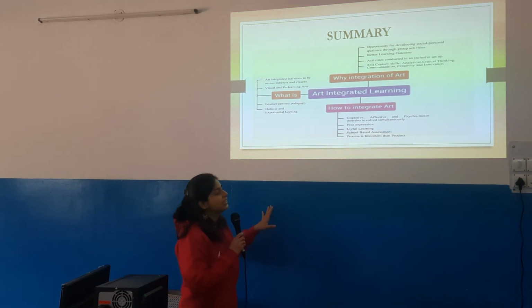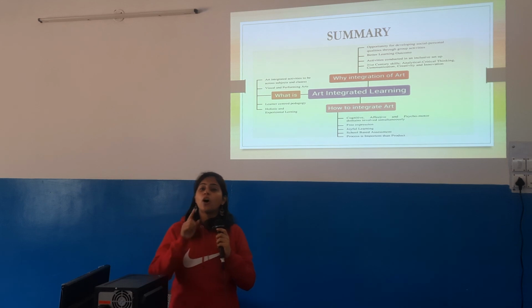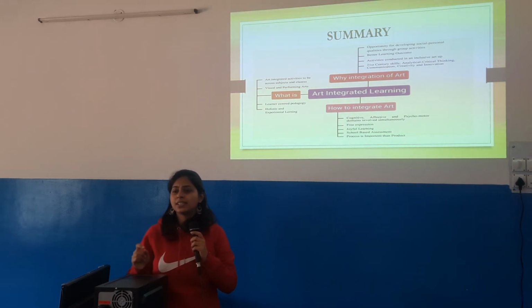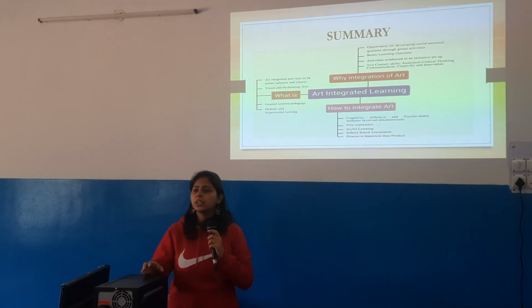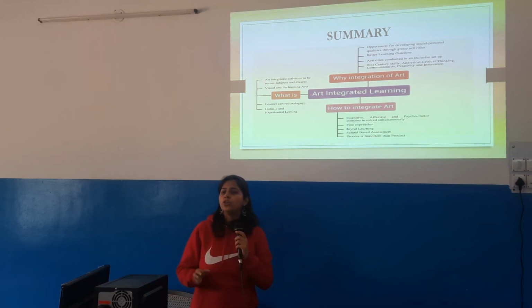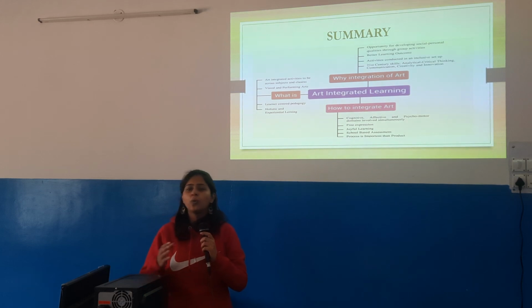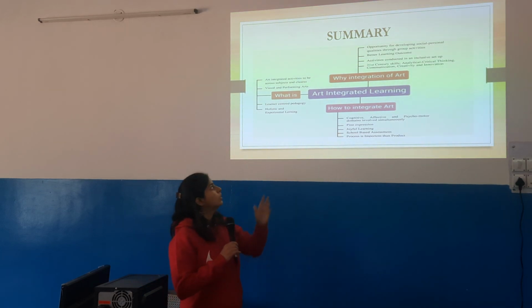Next, learner-centered pedagogy, where we have seen the objectives and outcome. It is learner-centered. It is not a teacher-centered topic. Why? Because in art integration, we are asking the child to show his creativity, to express himself freely. So it is a learner-centered pedagogy.